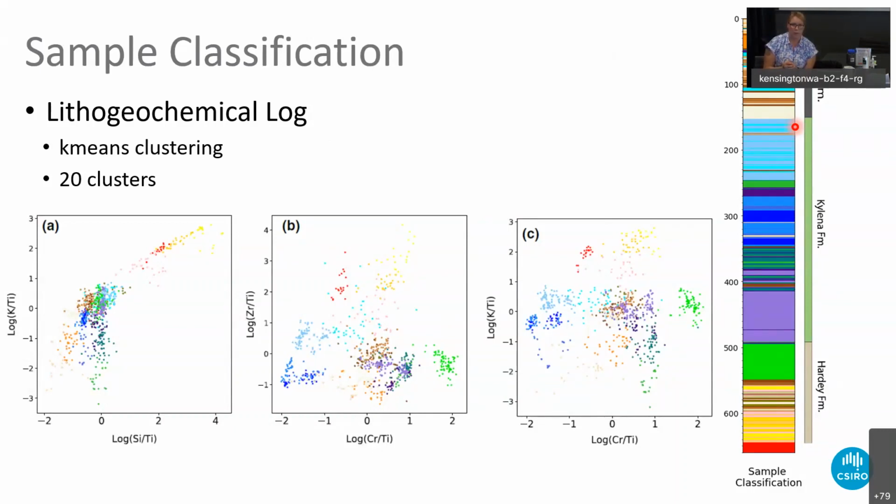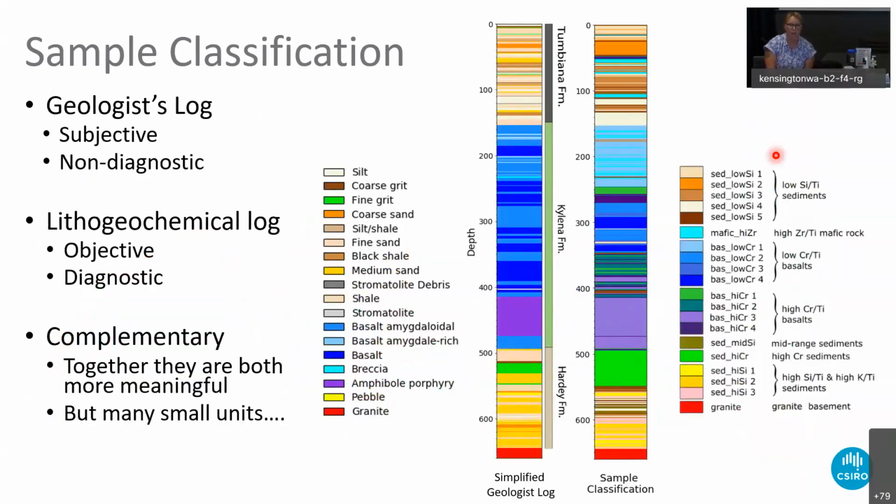We also selected 20 clusters, and that's because there's 20 geologically logged units. And so just to keep that consistent comparability, you can see it splits up the units pretty well. But what you end up with is, like June mentioned, a log that has many, many small units. When you compare that to the geologist log, you see that the geologist log is subjective and it's not diagnostic. You've got this information on texture and things like that. You also have 1 million units.